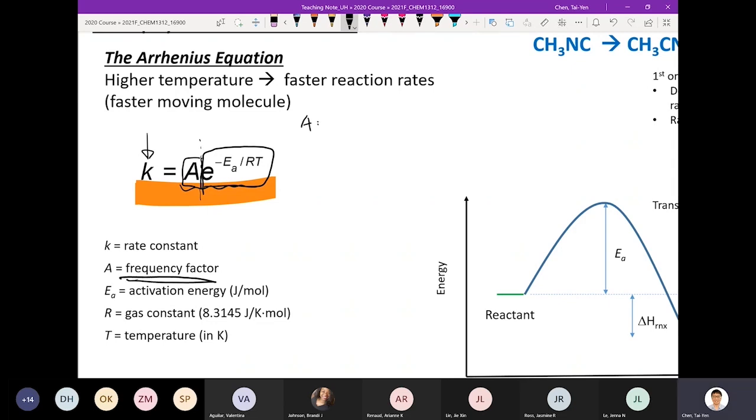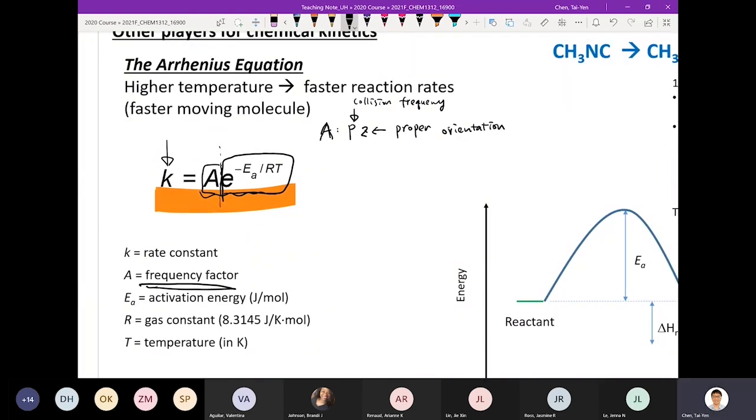It describes two things. For a reaction to occur, the reactants need to collide with each other. So the collision frequency contains the information about how frequently the reactants collide with each other. When these two things are colliding, in order for the reaction to eventually occur, these two things need to collide in the proper orientation, Z. So these two things need to be satisfied simultaneously so that the reaction can occur.